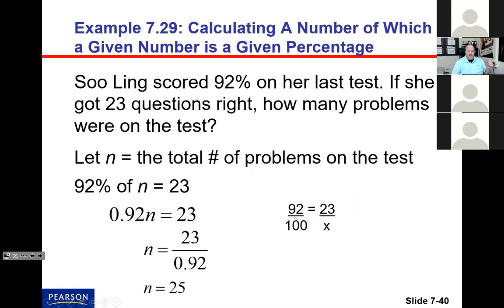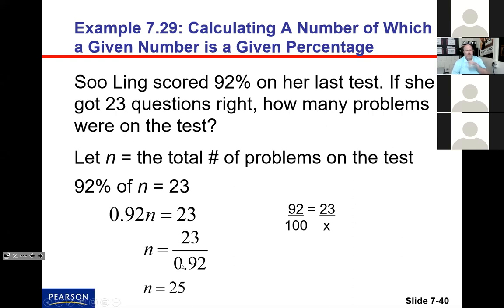She got 92 out of 100, right? See how we set it up as 92 over 100? And that equals the 23 out of, we don't know how many total test scores there were. So, oh, okay, there's our unknown. And if you cross multiply, you end up with 92x and 100 times 23. And if you then divide by 92, you're going to end up with the exact same answer.